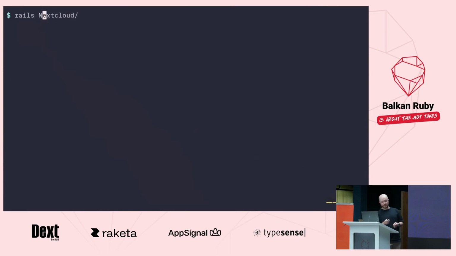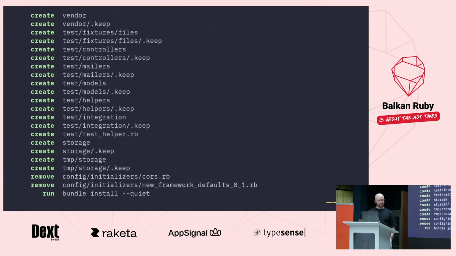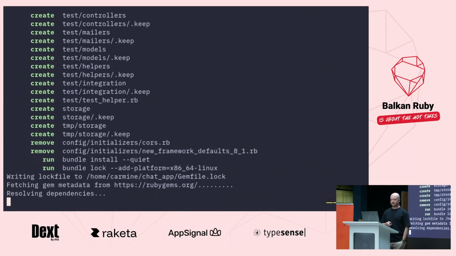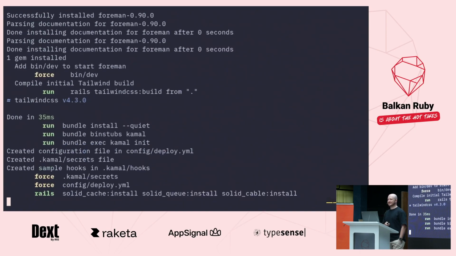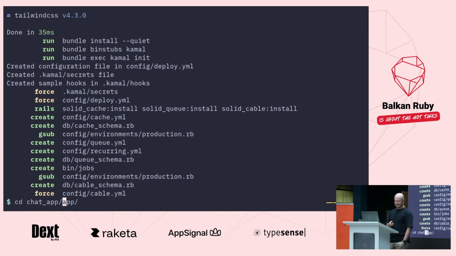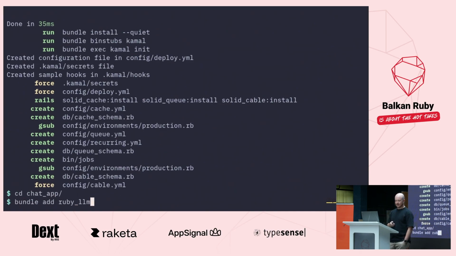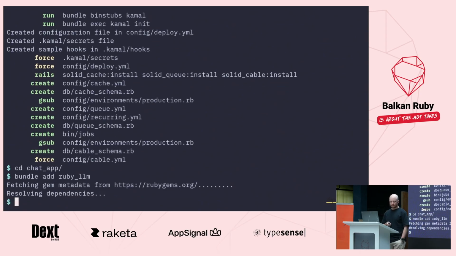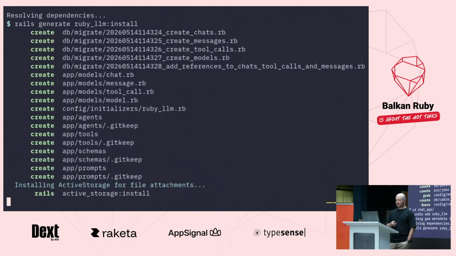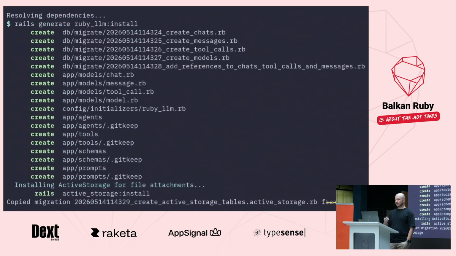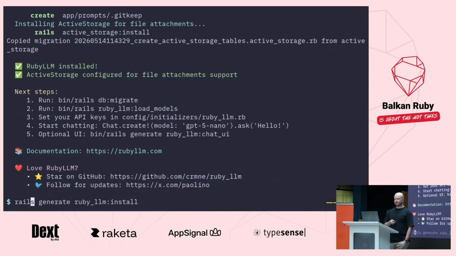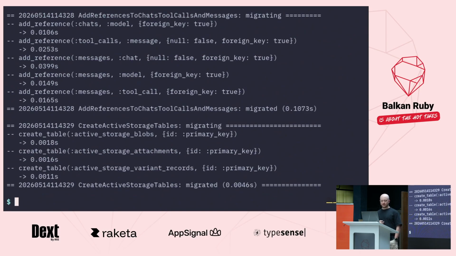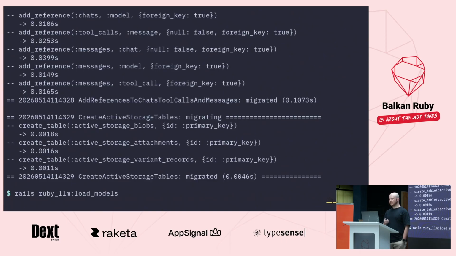Let's see a bit of a demo. This is real time. It's the only time, but bundler is very slow. Then we add RubyLLM, and we use the install generator to create the migrations and the models that we need to start chatting right away. We run the migrations, and then we can load the models inside our DB so that they're nicely referenced.